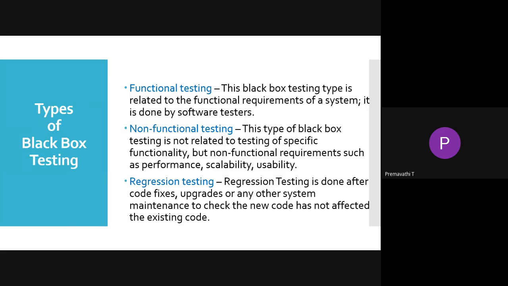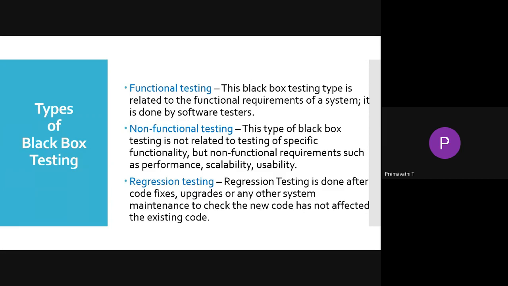When you go for functional testing, you know this already, what is functional and what is non-functional, right? Black box testing is related to the functional requirements of the system. It is done by the software testers. Non-functional testing is not related to testing specific functionality, but to requirements of performance, scalability, and usability. The third one is regression testing.